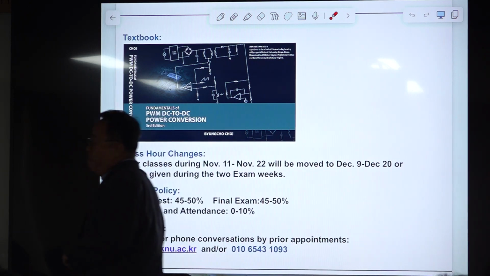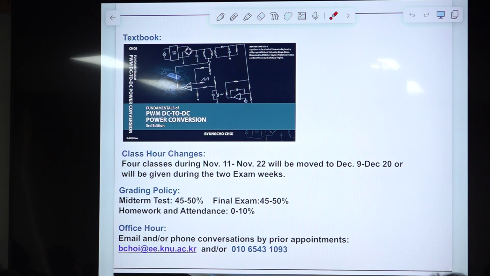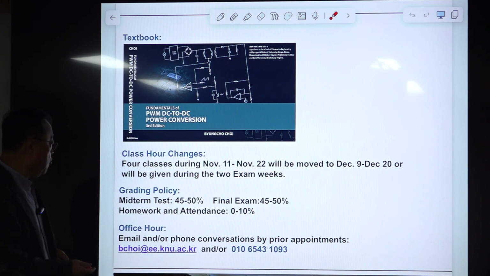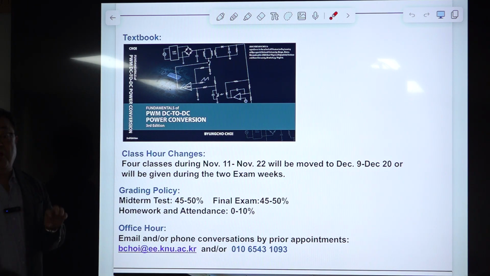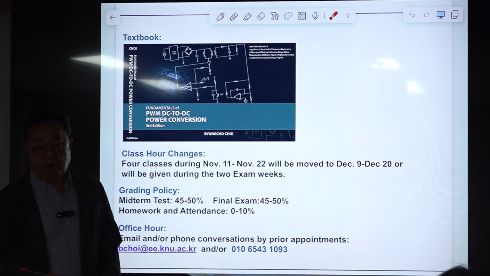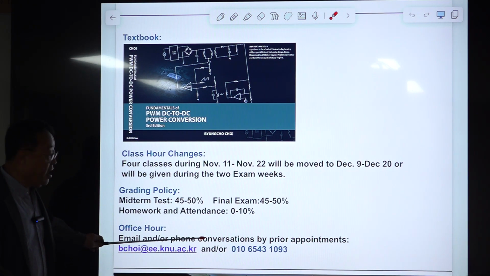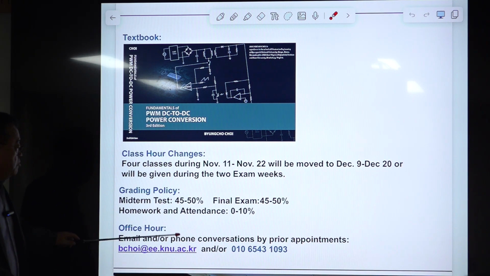My grading policy and office hours: I don't have any office, so there shouldn't be any office hours, but you can email me if you have any questions or comments about the lecture or class, some doubts. Then you email me at this address with your phone number, so I can read your email and call you to discuss the content of your email.